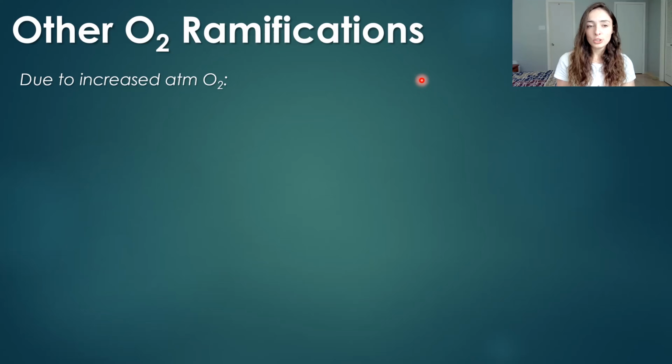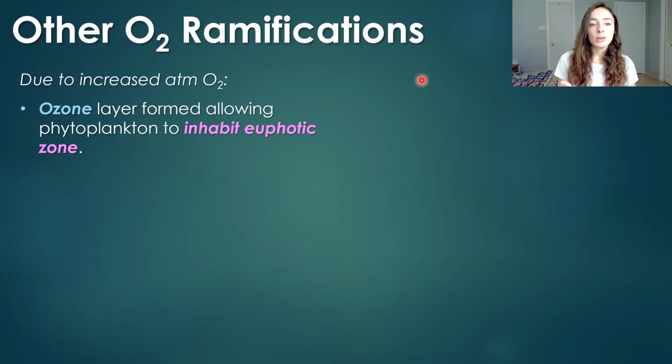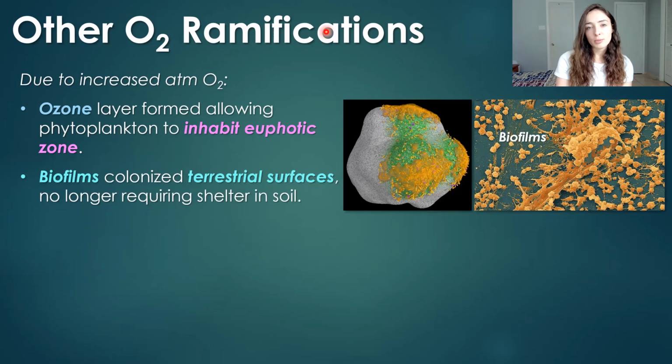Some were beneficial too. So let's talk about what else happened due to this oxygen increase. Well, the ozone layer formed and allowed phytoplankton to inhabit the euphotic zone of the ocean because they were no longer being bombarded by UV rays that damaged their DNA. Terrestrial environments also started to become inhabited by microorganisms in the form of biofilms, which started to colonize terrestrial surfaces because they no longer required shelter in the soil due to UV radiation.